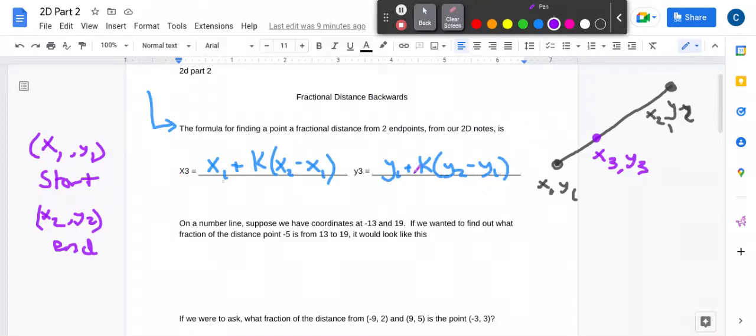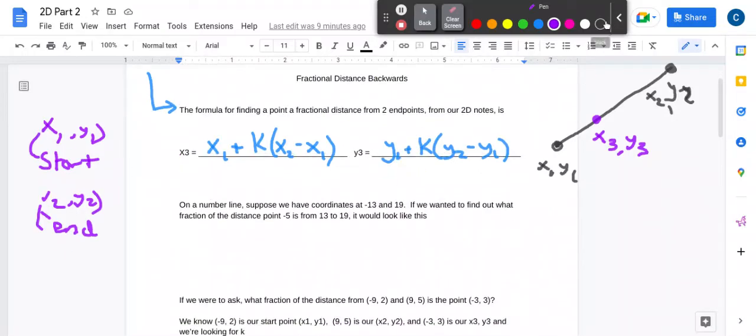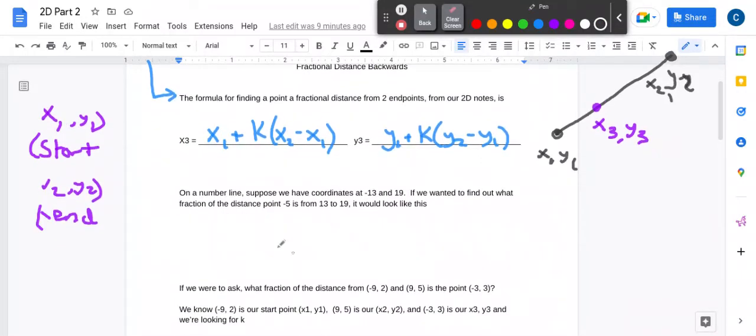All right, so what we're going to do is going to be the same equations here, but we're just going to have to work them backwards. Okay. So on a number line, suppose we have coordinates of negative 13 and positive 19. And we want to find out what fraction of the distance point negative 5 is from negative 13 to 19. So we have negative 5 here.